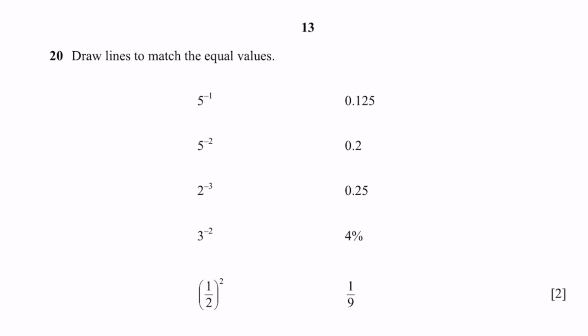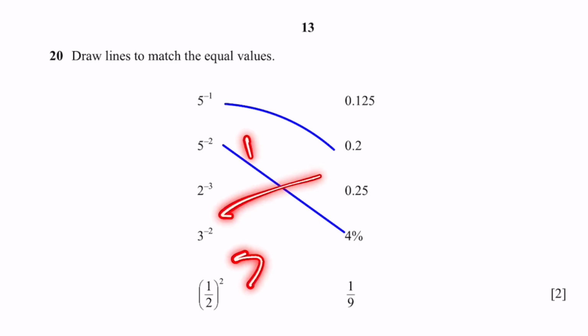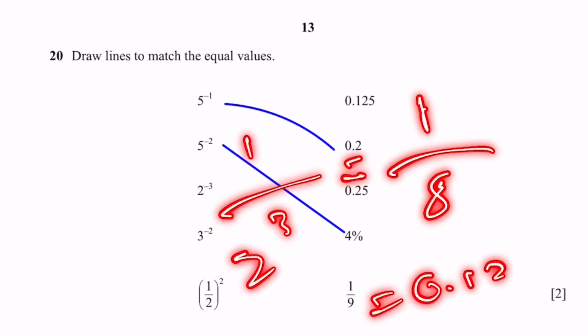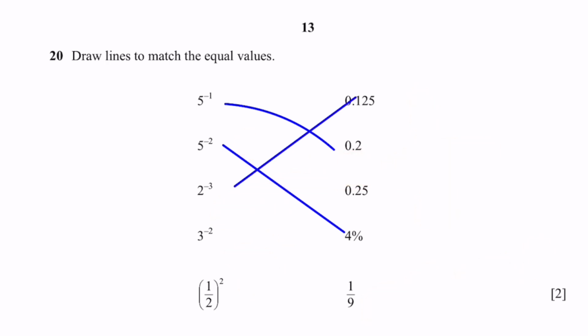5 to the power minus 1 is 1 by 5, which is 0.2. 5 to the power minus 2 is 1 by 5 to the power 2, which is 1 by 25, which is 0.04 or 4%. 2 to the power minus 3 is 1 by 2 to the power 3, which is 1 by 8, or in other words 0.125, which is the first option.